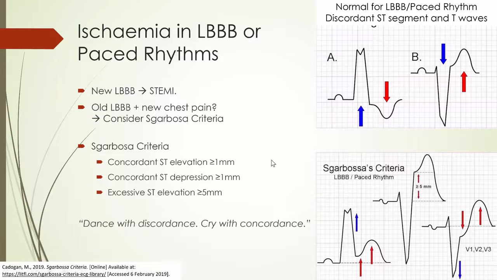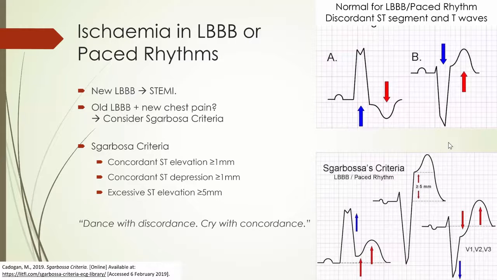Okay, so you've got a patient with a left bundle branch block or a ventricular paced rhythm, and they've got symptoms consistent with an acute coronary syndrome. You're looking at the ECG. If you remember dance with discordance, cry with concordance, it might help you to identify whether or not there's some myocardial ischemia.